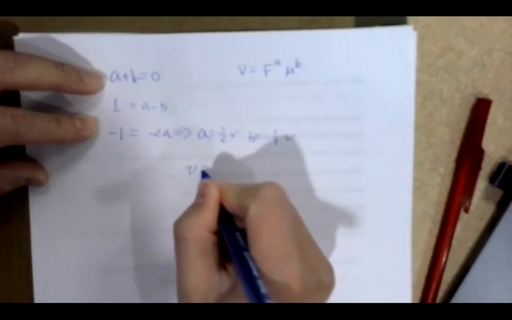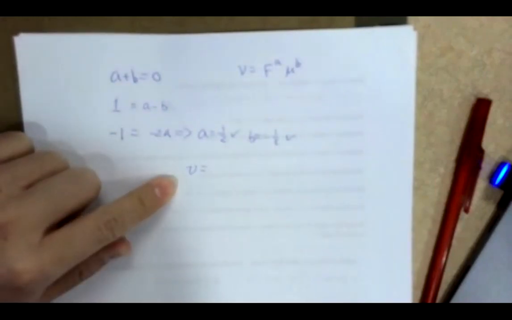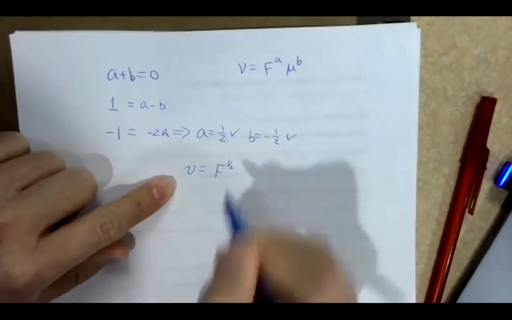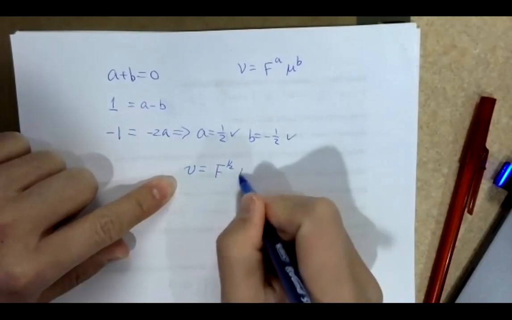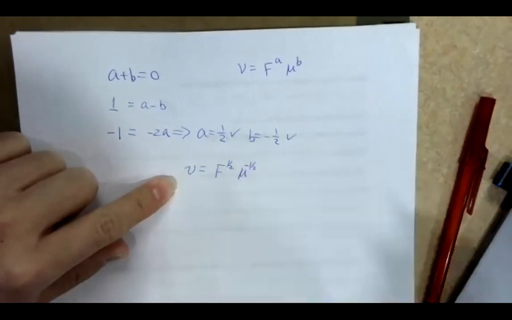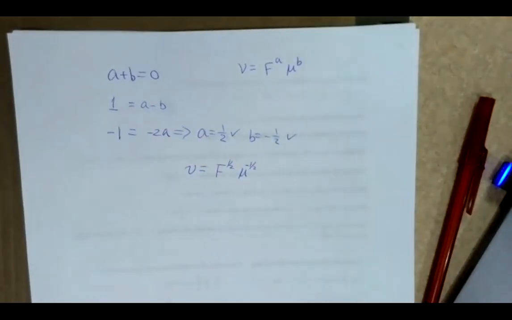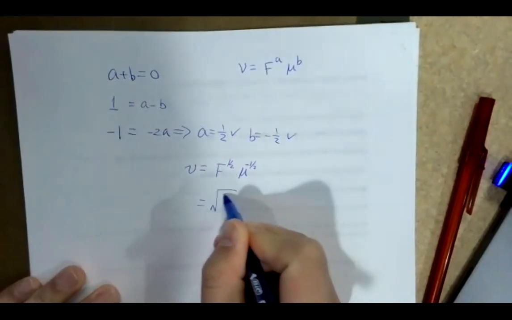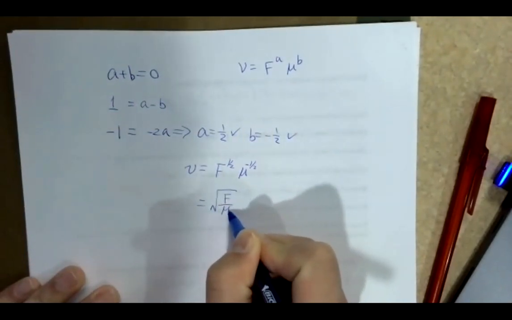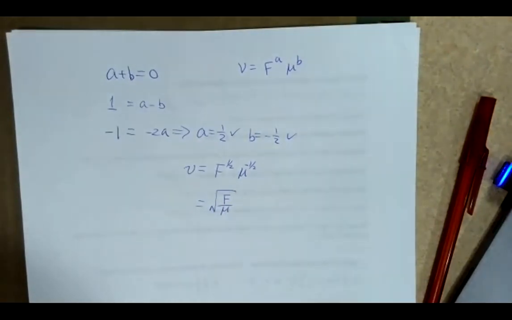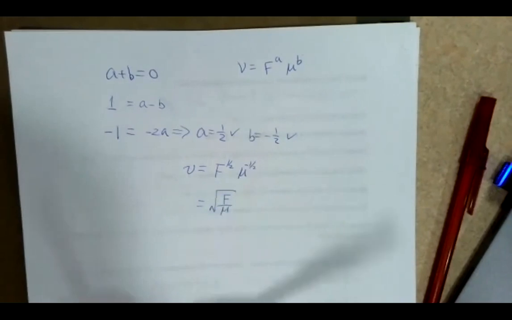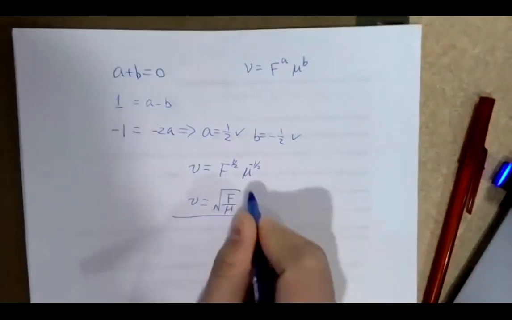So then velocity, speed, should be equal to F to the power of 1/2 times mu to the power of minus 1/2. Now power of 1/2 is the square root, right? So this is the square root of F divided by mu. If you have minus, that means it's in the denominator. So F divided by mu, that's the speed.